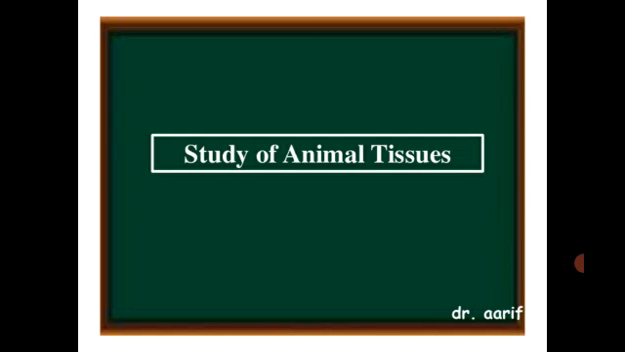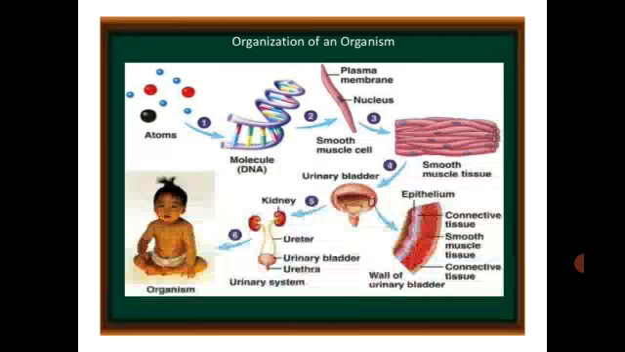Different types of tissues are present. There are four major types of tissues in animals: epithelial tissues that cover the body surface and line the body cavities, connective tissues that bind and support body parts, muscular tissues that cause body parts to move, and nervous tissues that respond to stimuli and transmit impulses from one body part to another.